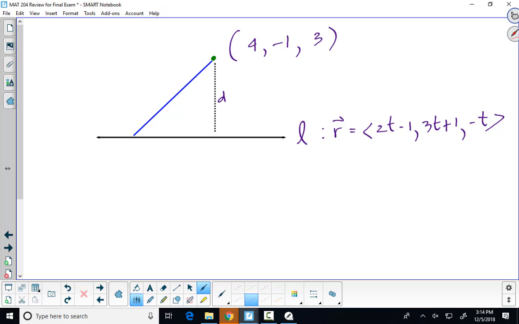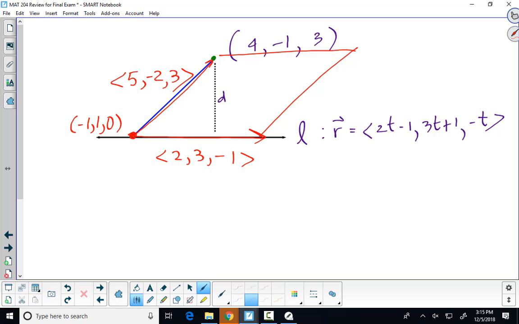So what is the direction vector? First off, let's get the direction vector for this line. 2, 3, -1 is the direction vector for that line. And let's get this vector here. This point right here, we're going to grab as -1, 1, 0. If I plug in t equals 0, we'll use this as that point. So then this vector is 4 minus -1, and so on. Then we cross the two to get the area of the implied parallelogram. So we're going to do 5, -2, 3, crossed with 2, 3, -1.